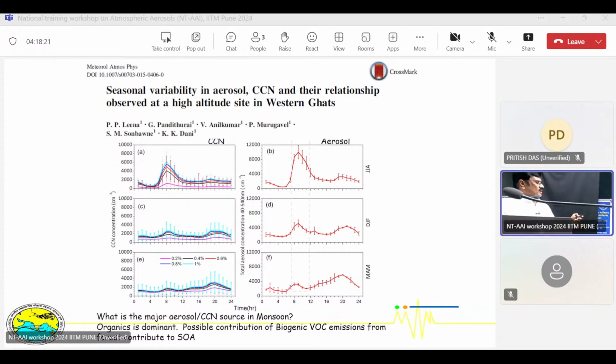So these are the variabilities. Then you try to understand why higher CCN is seen in the pre-monsoon afternoon, and why in the monsoon we see higher CCN in the morning. These are all science questions. You have to explain them with source apportionment or the activities going on in that region, etc.